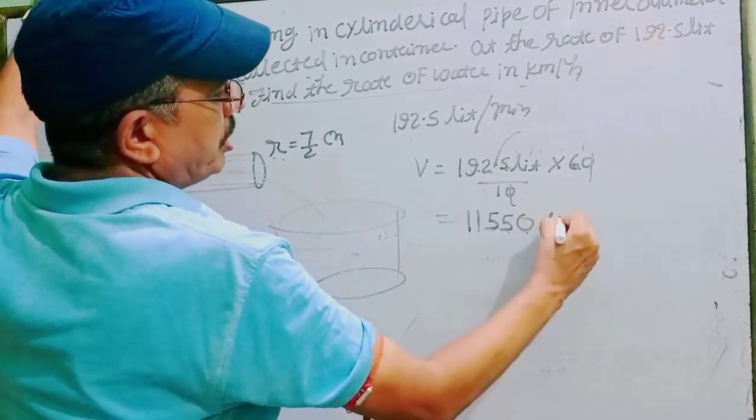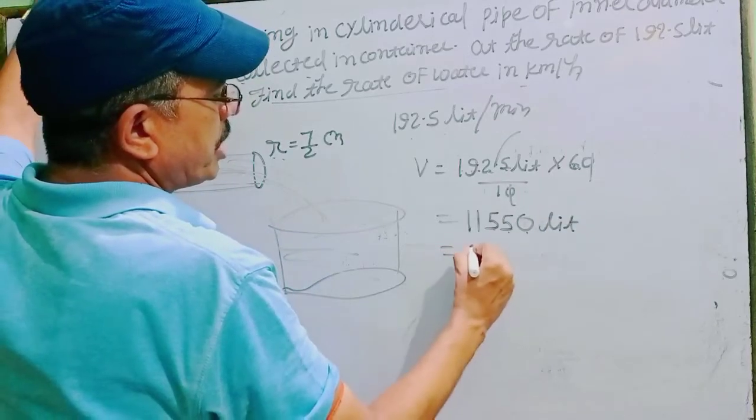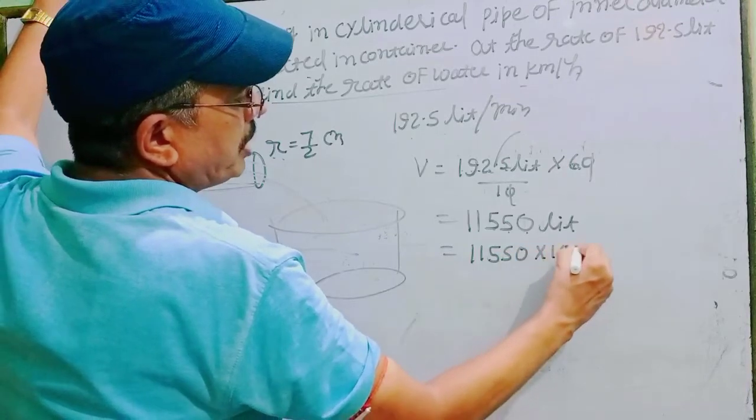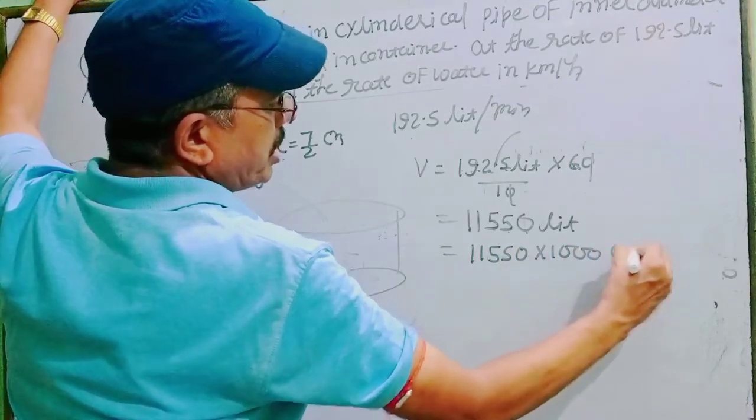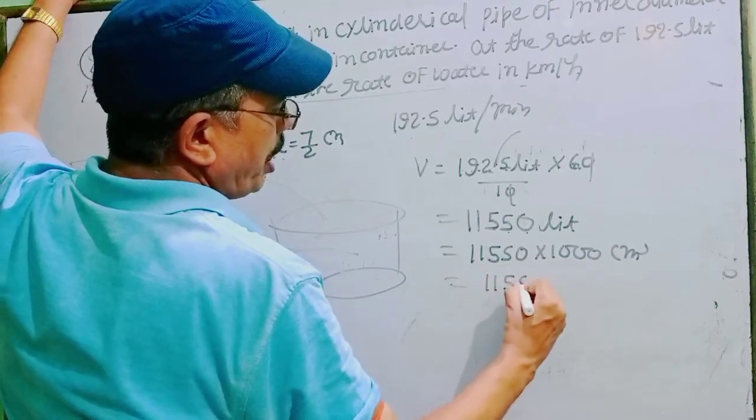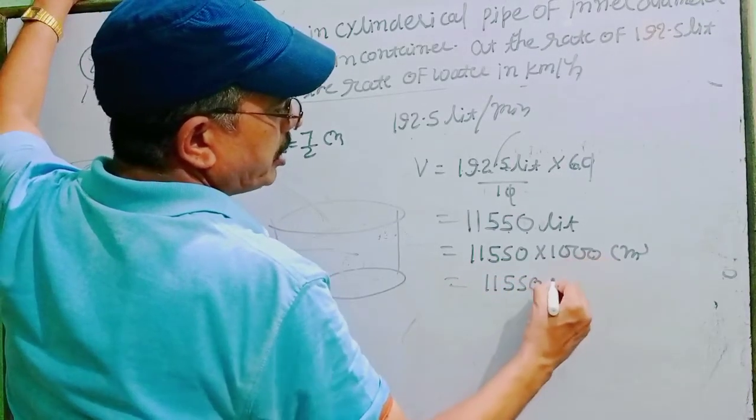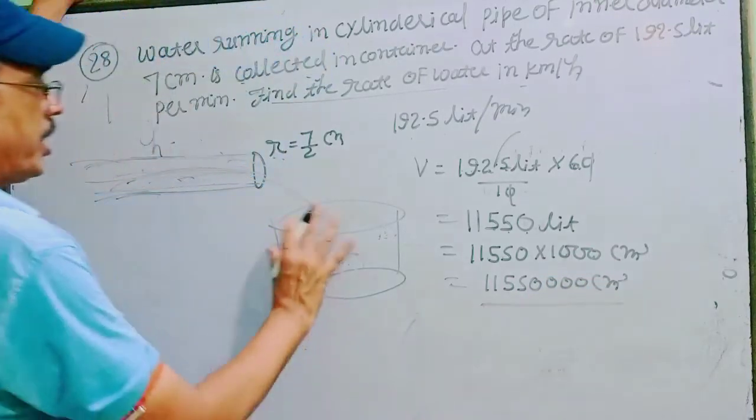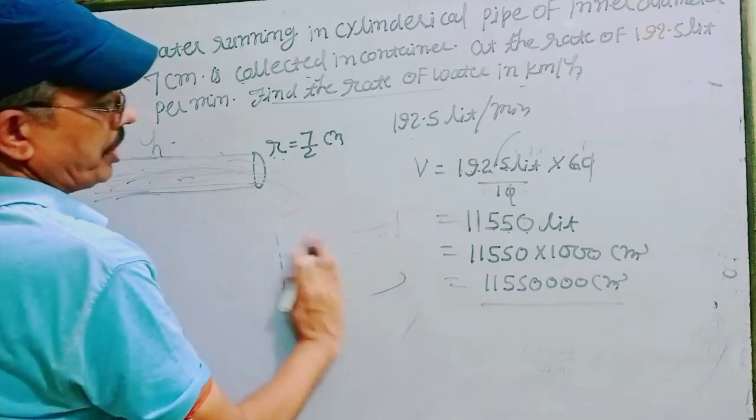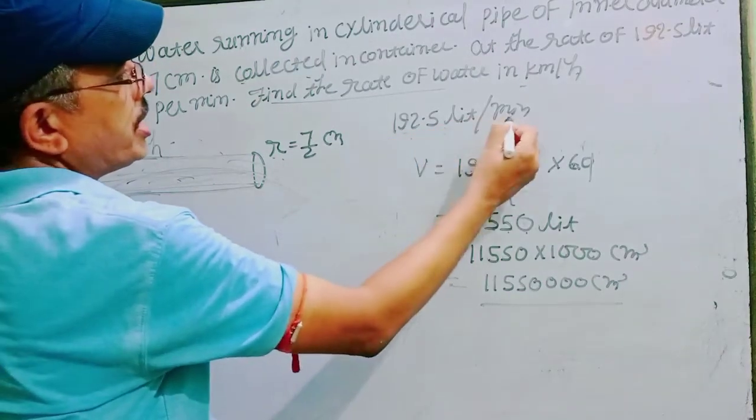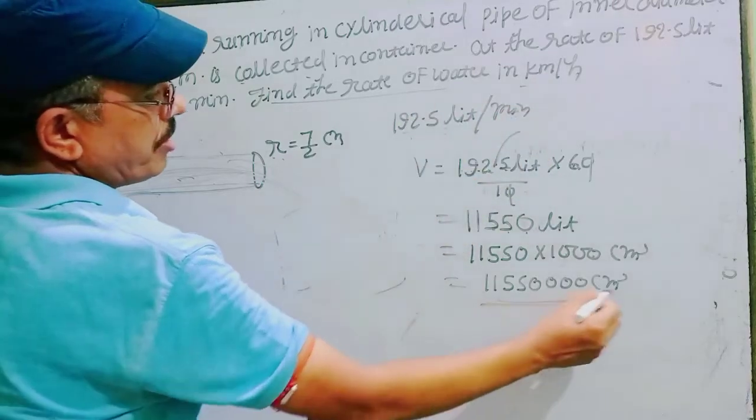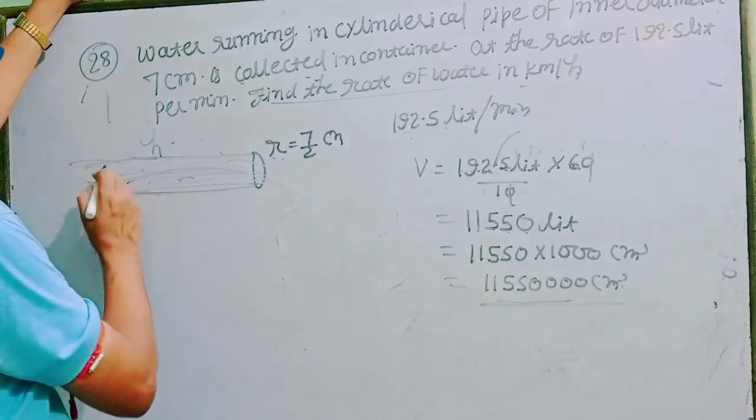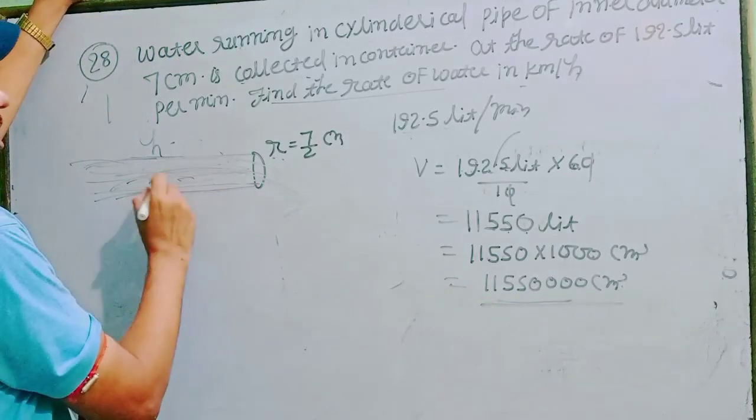It is the liter. And this liter is converted into centimeter cube, then 11,550 multiply by 1000, then your volume will be in centimeter cube. So it is 11,550 and there are 3 zeros, centimeter cube. It is the volume of water collected in the container in 1 hour. Because this water collected in the container in 1 minute, so this centimeter cube is the volume of the water collected in 1 hour.